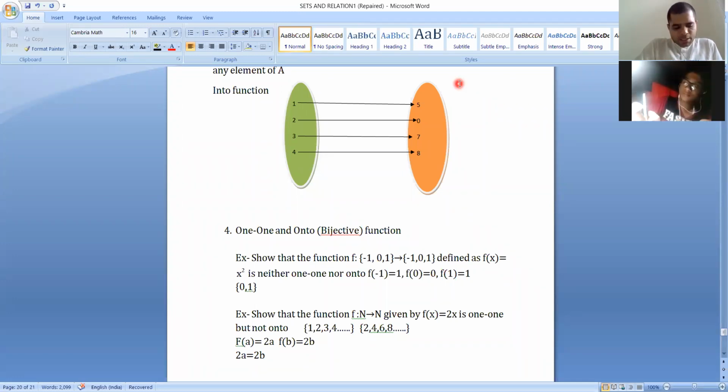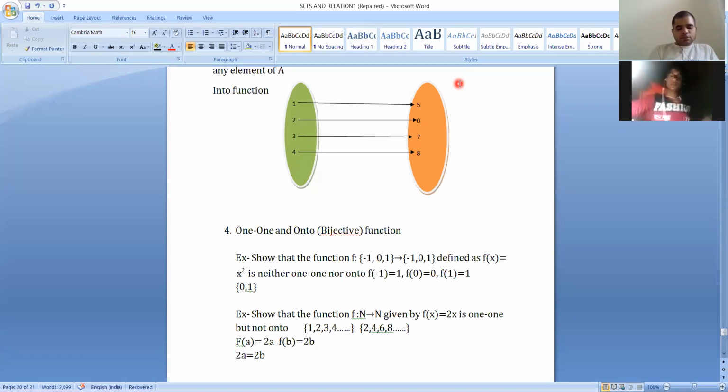Defined by F is equal to (n, 3n), such that n belongs to natural numbers. The question asked is: is F a function from N to N? If so, then find the range of F.